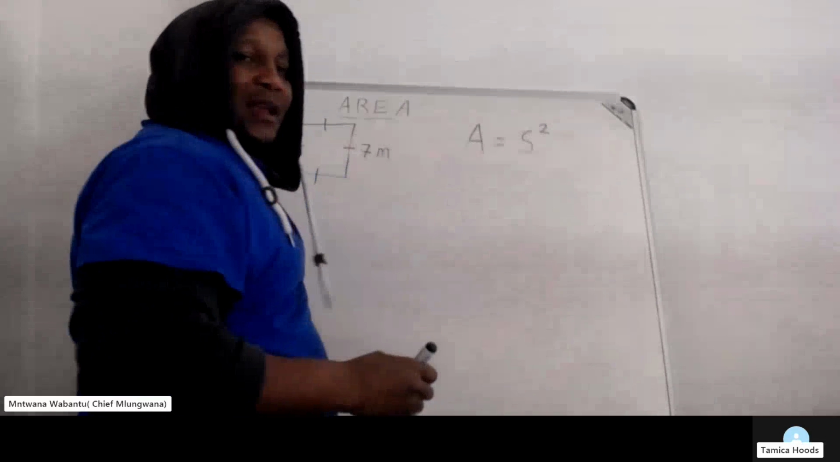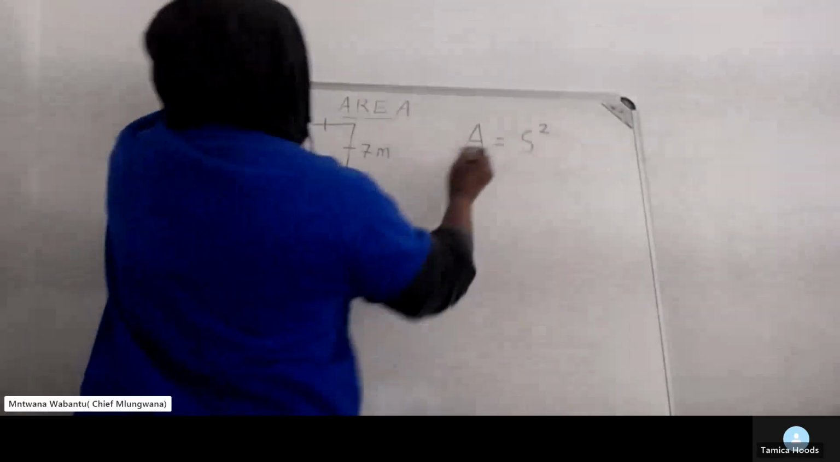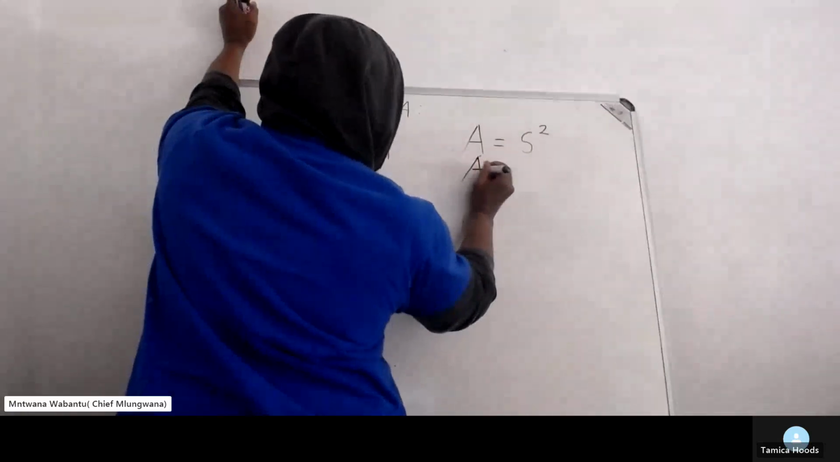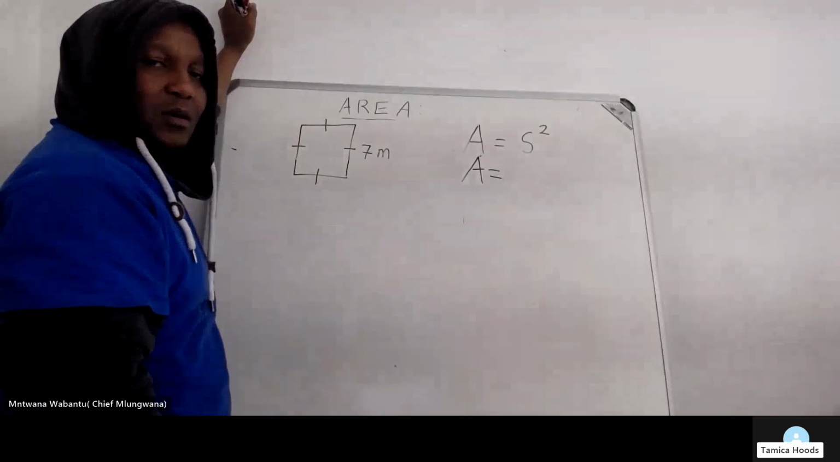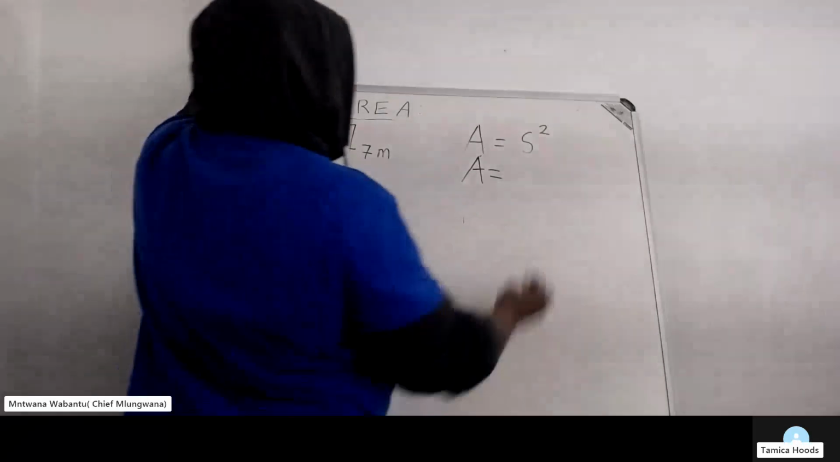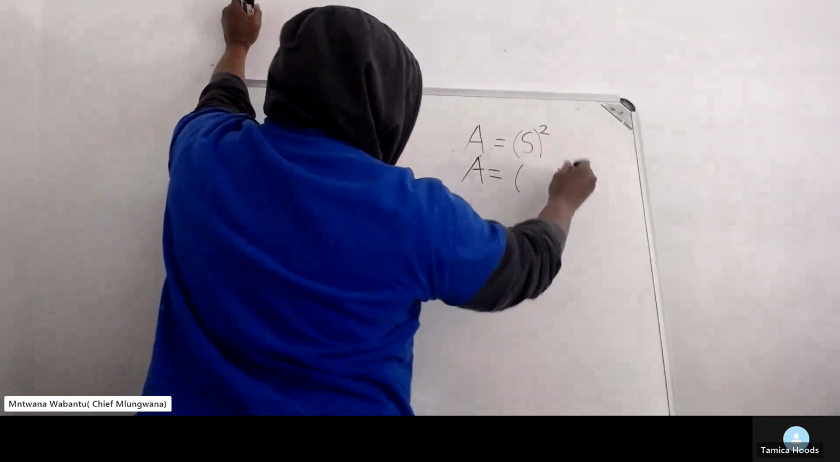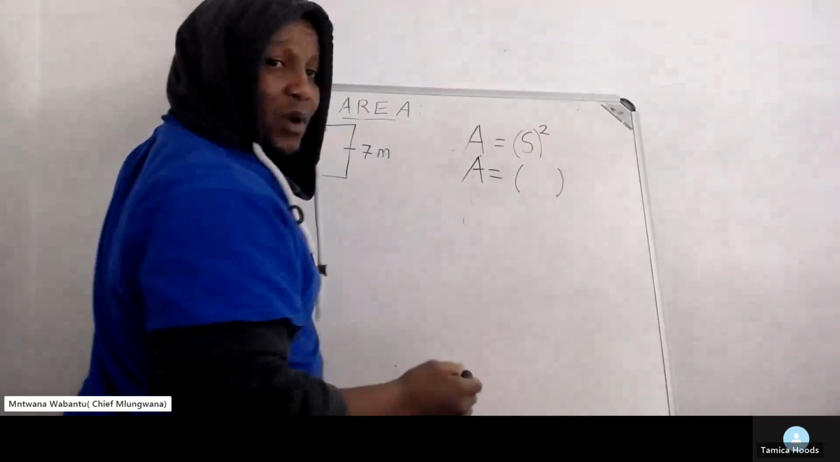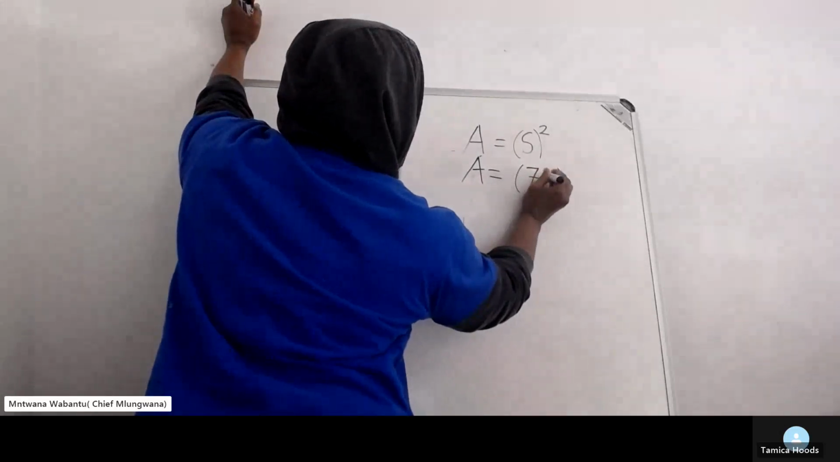Why do we write down the area? Because we don't have the area. If you don't have something, write down how it is. Area we don't have, so write area equal, and then side square, meaning it would be 7 times 7. Yes, we write our brackets, okay? Then we write what? Side is 7 what? Meter.